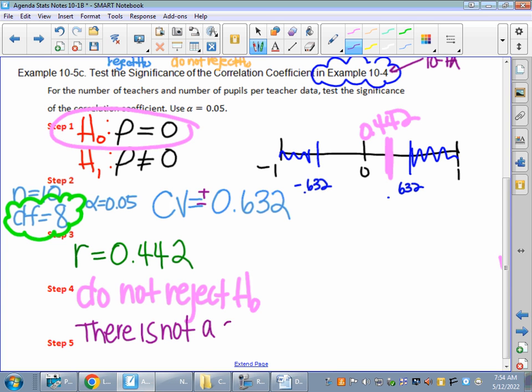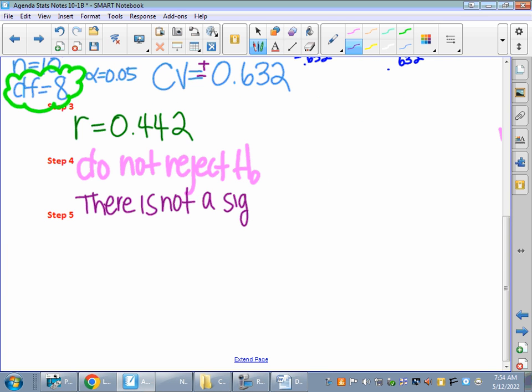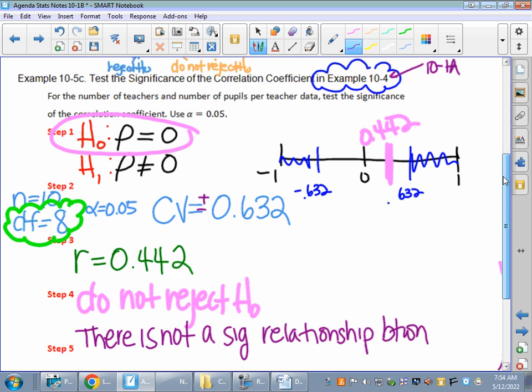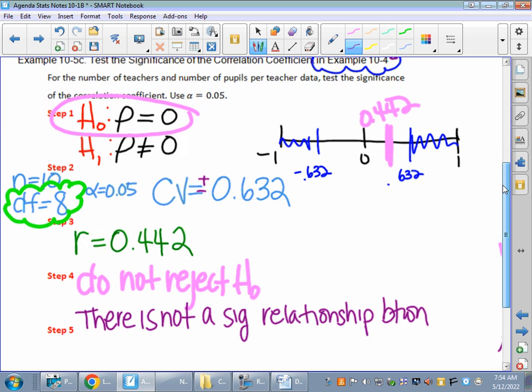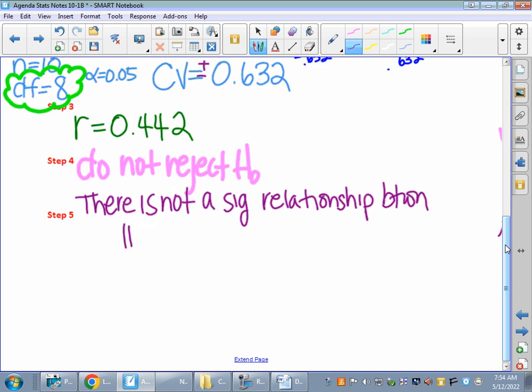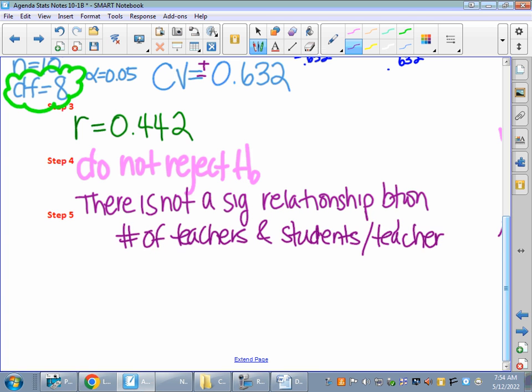There is not a significant relationship between, remember I always want the context, the number of teachers and the students per teacher. Hypothesis test done. So really there isn't a significant difference here.